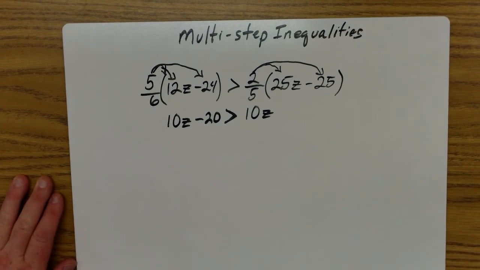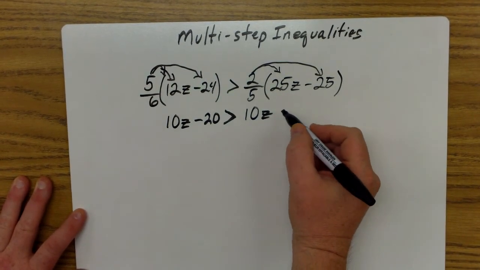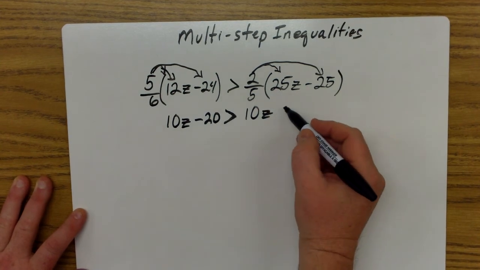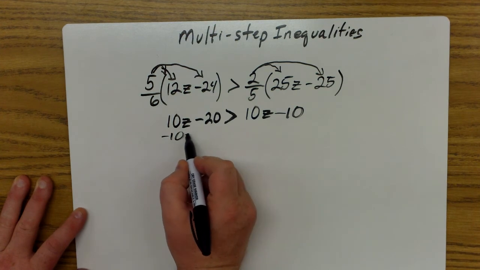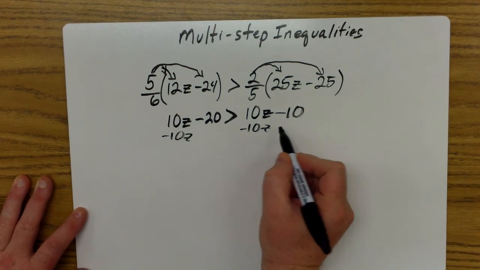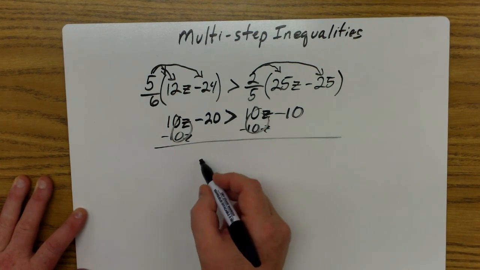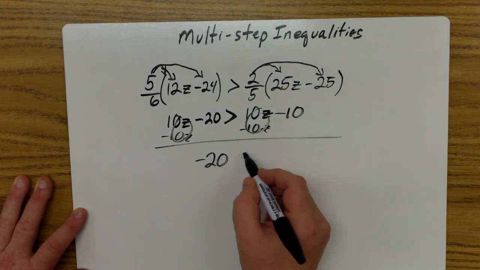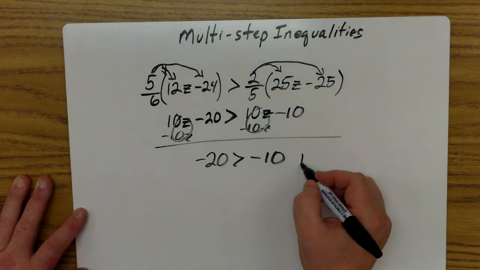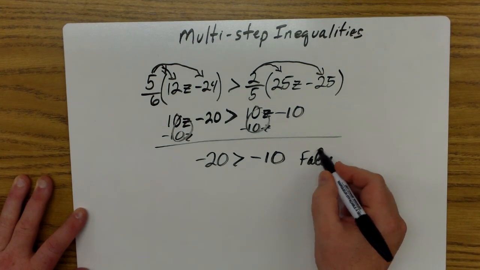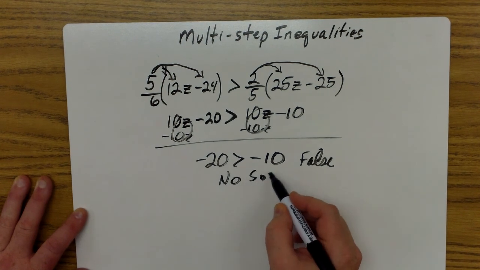And 2/5 times negative 25. 25 divided by 5 is 5. 5 times 2 is 10, so that's going to be negative 10. Combine my z's all to one side, minus 10z minus 10z. And what I have left over, this is 0, is negative 20 is greater than negative 10. Now this statement here is false. Negative 20 is not greater than negative 10. So we would say that this has no solution.